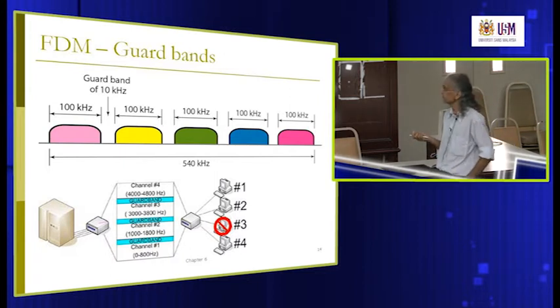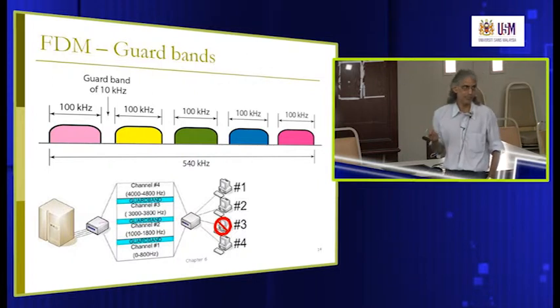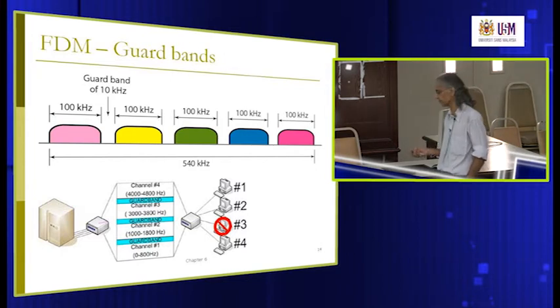Now the other thing is that, for example like this, we have four users, and each user is given a different range of frequencies to transmit on, in different channels, and there's a guard band between them. So if a particular user is not transmitting currently, that channel is still reserved for that particular user. Even though the user is not transmitting anything, the channel has been reserved for the user. So every user has a reserved bandwidth or channel, whether or not the person uses it.